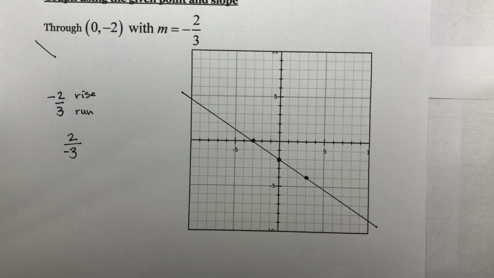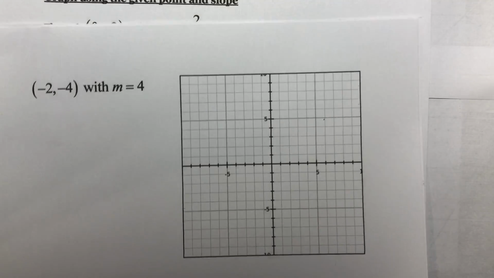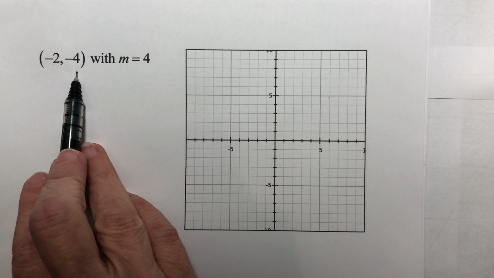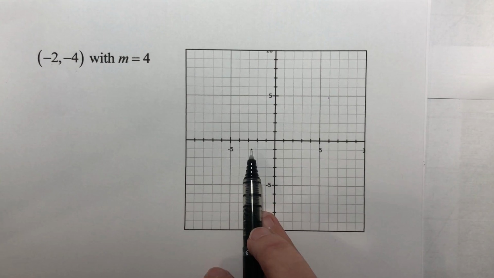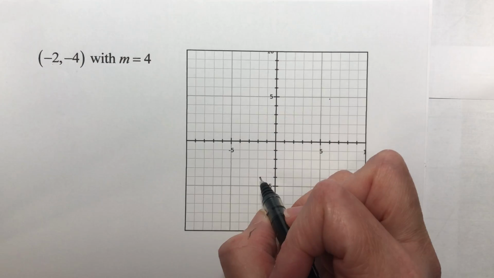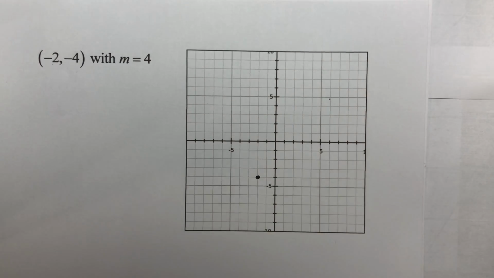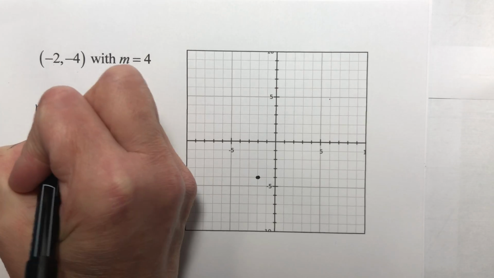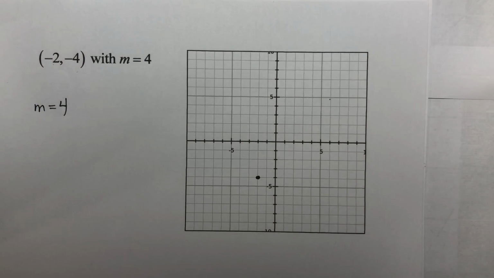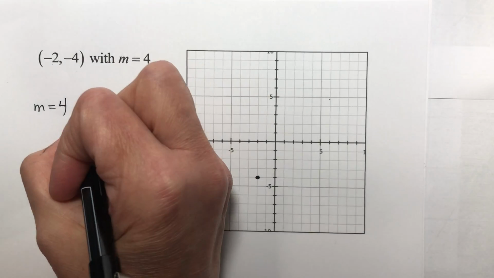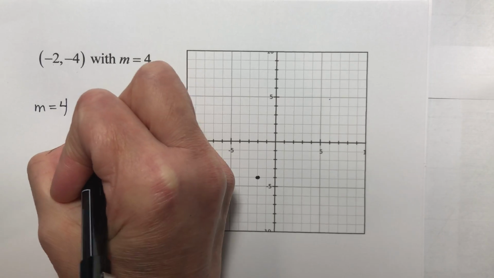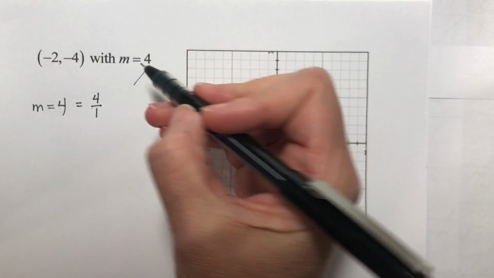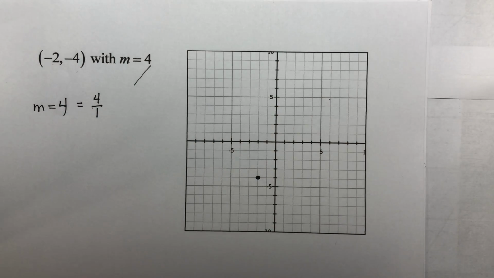Okay, so let's do one more of these. This time, our starting point is -2, -4. So go to -2 on the x, -4 on the y, and that is here. Now my slope is 4. I want to use the rise over run definition, so I'm going to rewrite this as 4 over 1. My slope is positive, so I know my line should be going up.